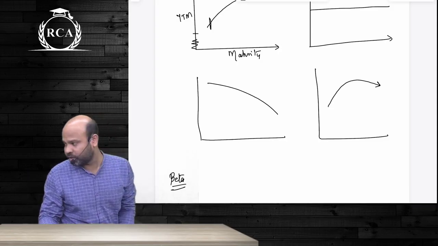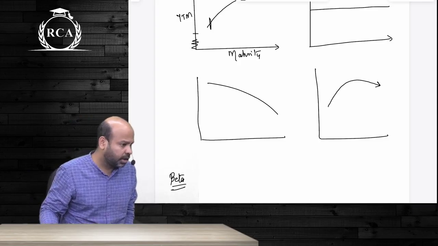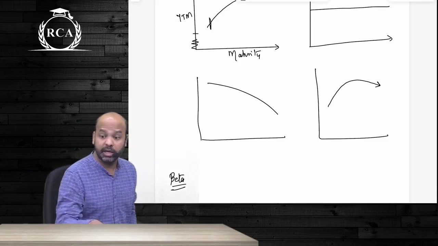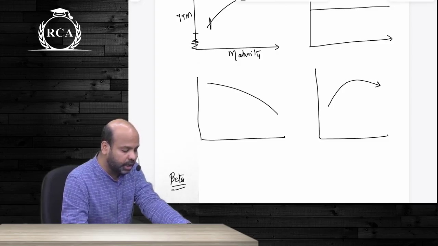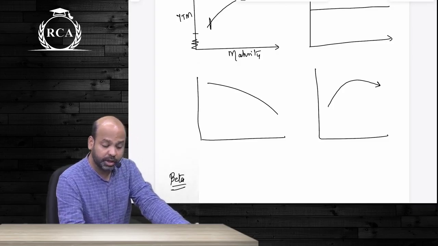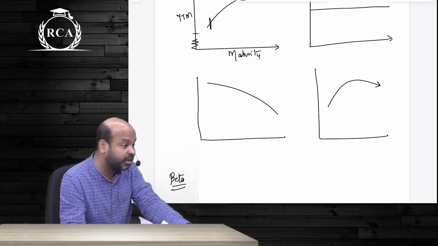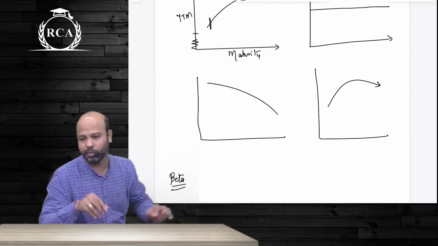The last one was preferred habitat theory. As per preferred habitat theory, the interest rates that prevail for a specific maturity will depend on demand and supply of money for that maturity. If the demand is more, then the interest rates are going to be high. If the supply is more, the interest rates are going to be less.